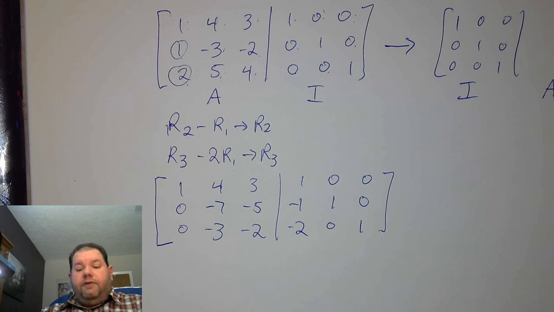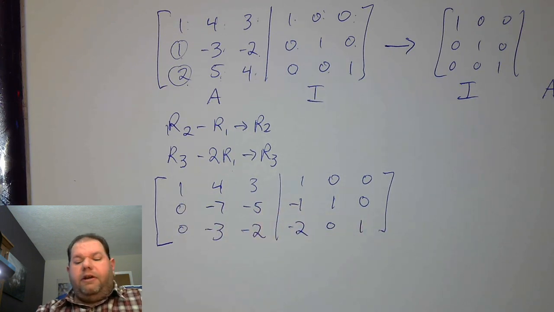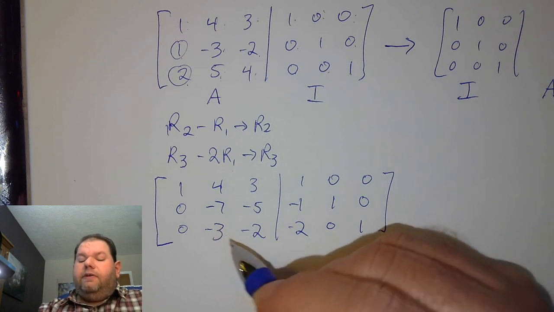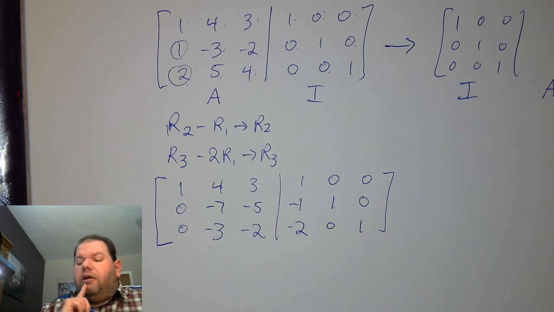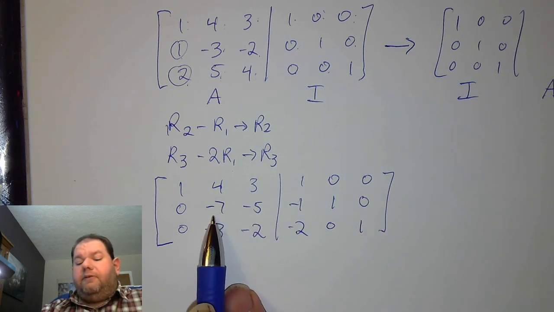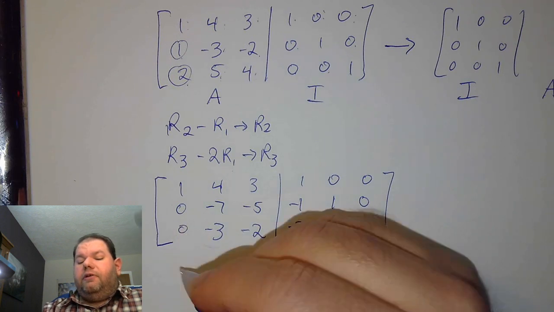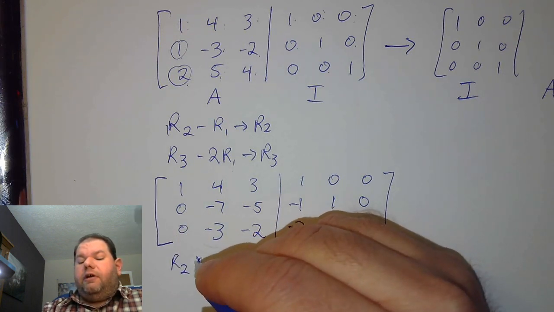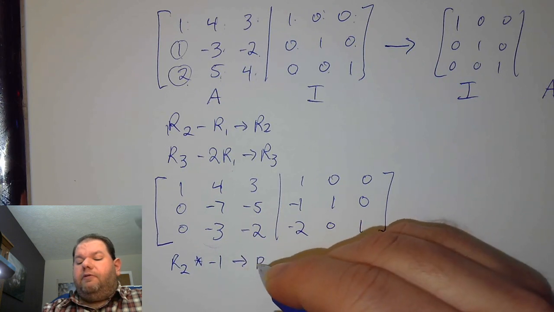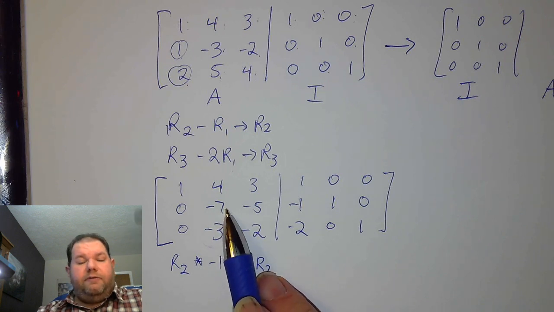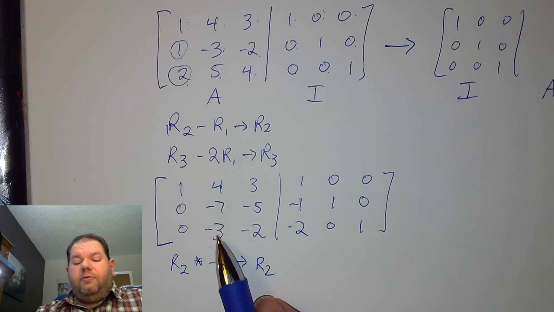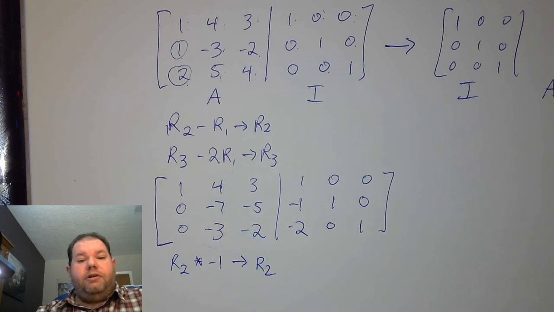Okay, that's our first step, is we have the first column the way we want it. Now we need to work on the second column. Let's see. You know what? Let's make this row positive first. So let's take row 2 times negative 1 and replace row 2. It's going to take a little work, but I think it would be better if that was a positive 7, because then we could just subtract 3 twice to get that down to a 1.